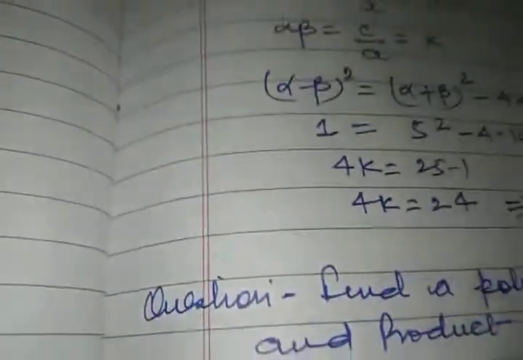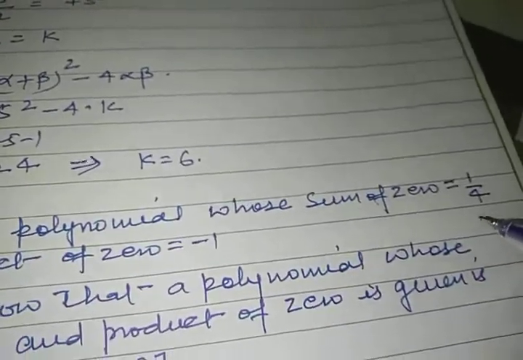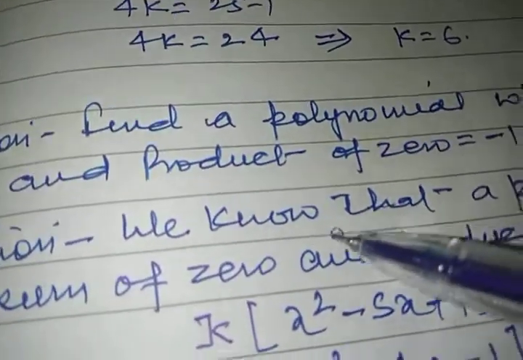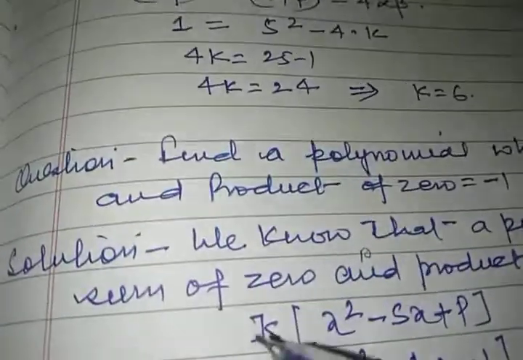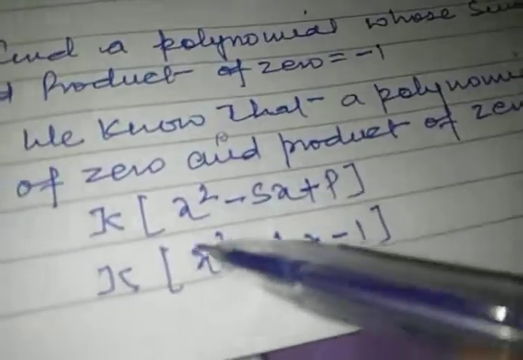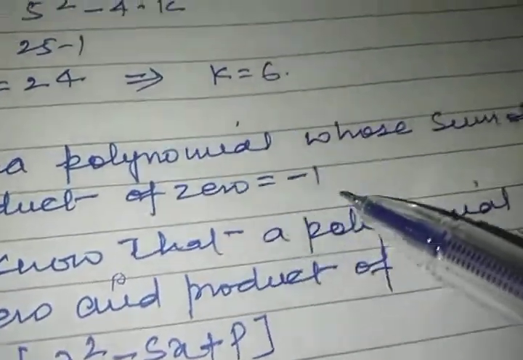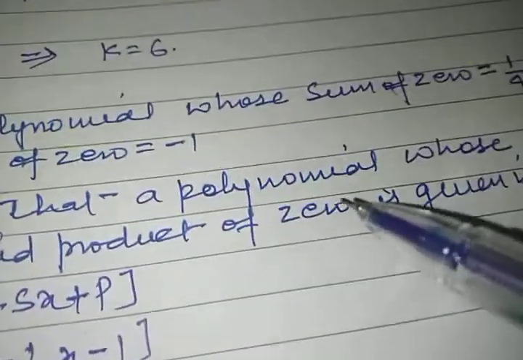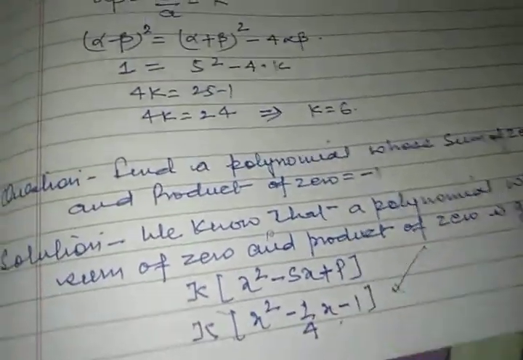Right. Yet another question. See. Find a polynomial whose sum of zeros is equal to 1 upon 4 and product of zeros is equal to minus 1. Now we know that a polynomial whose sum of zeros and product of zeros is given is k times x square minus sum of zeros times x plus product of zeros. So k x square, now the sum is given to be 1 upon 4, so 1 upon 4 x, and the product is given to be minus 1 here, minus 1. So this is your required polynomial, right?